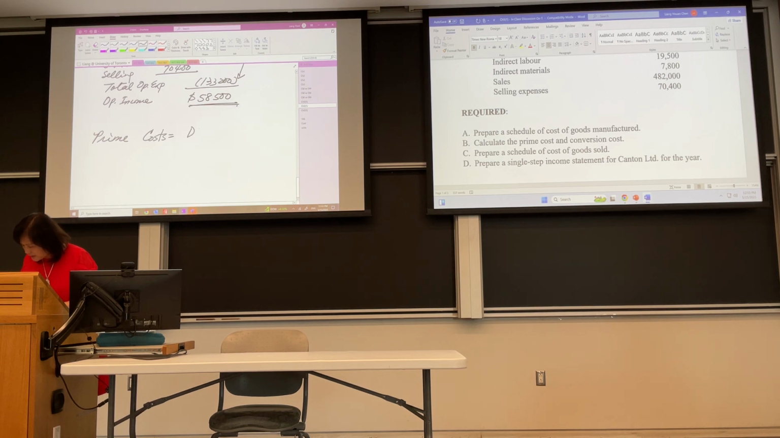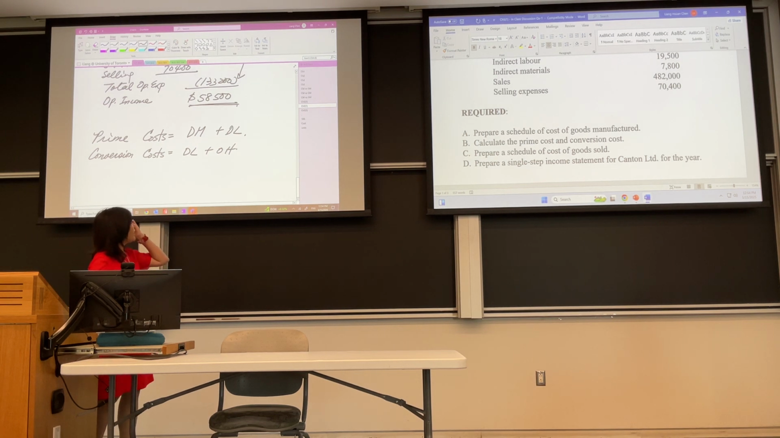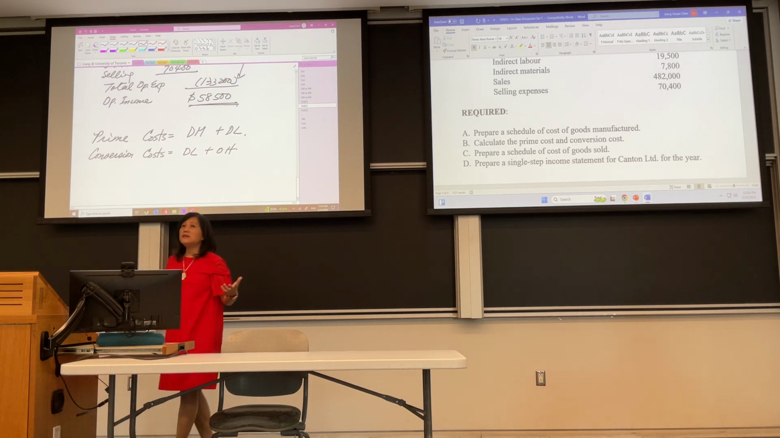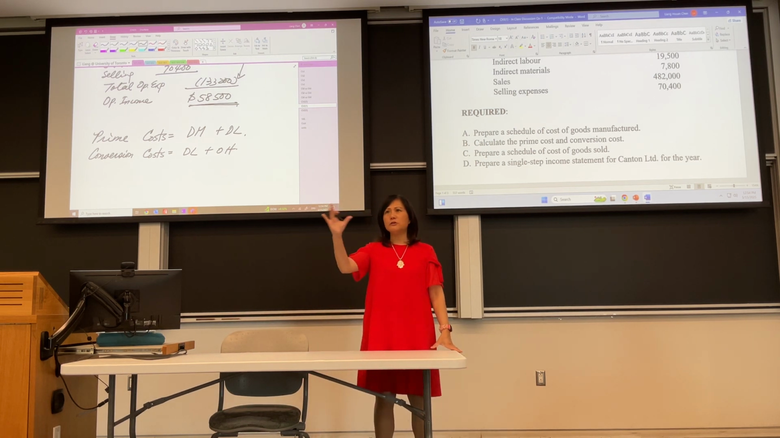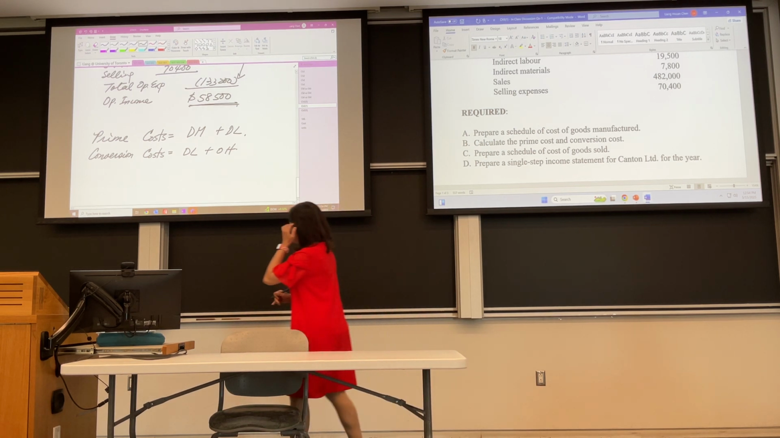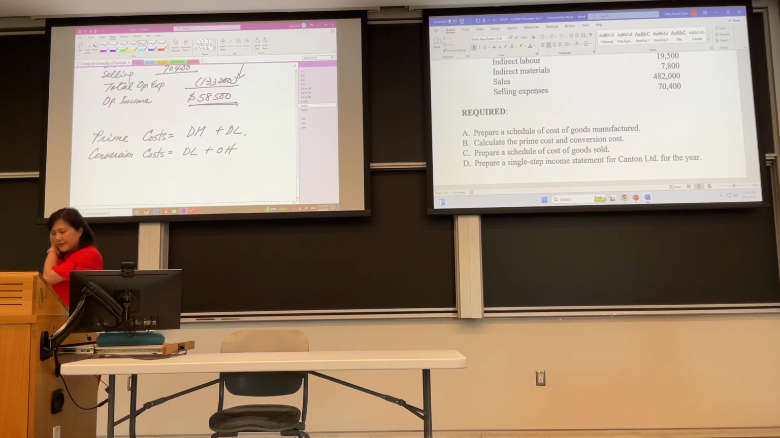So now, prime cost is direct material and direct labor. Direct labor by itself doesn't change into anything. Okay, what's a conversion cost? Conversion cost is direct labor and overhead. So you say, isn't this double counted? It's not double counted. It's just what do you need the information for? You want to know the conversion cost or prime cost. Okay, so it's a very simple calculation. So I'm going to show you to add the two together.